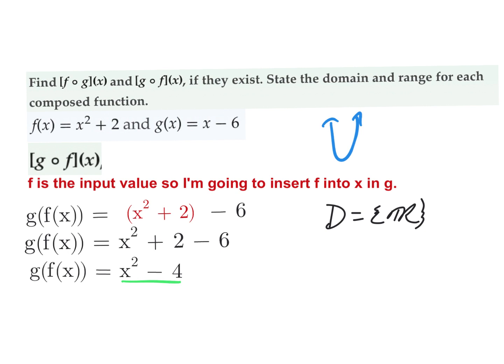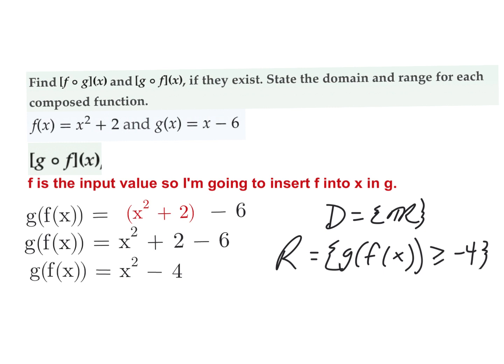Another way to think about it, what is the smallest possible value for x squared? 0. Okay, the smallest possible value for x squared is 0. I can't ever be smaller than 0 if we're only using real numbers, right? Because anytime you square a number, it's positive. So if 0 is the smallest number I could possibly have, -4 is the smallest number I can possibly have for g of f of x. So that, again, just reinforces the idea that the floor is -4. Okay, so g of f of x for my range is greater than or equal to -4.